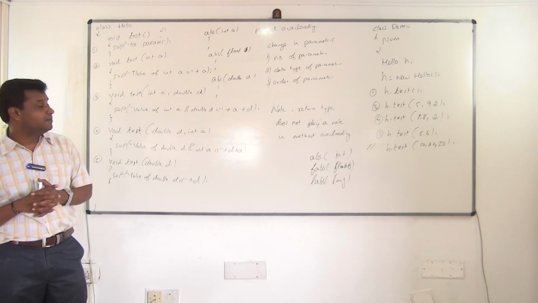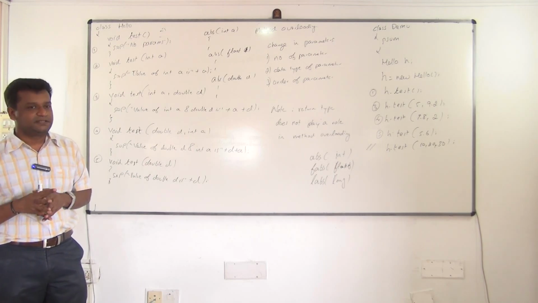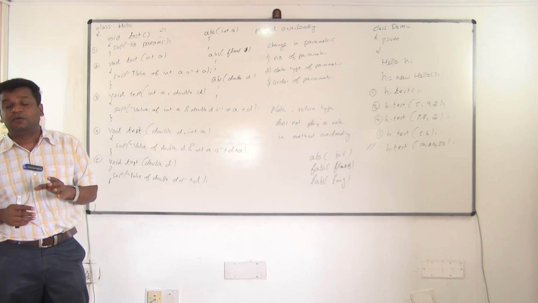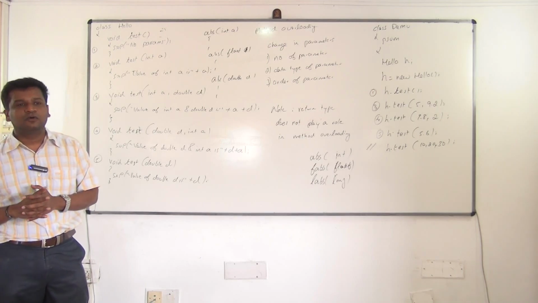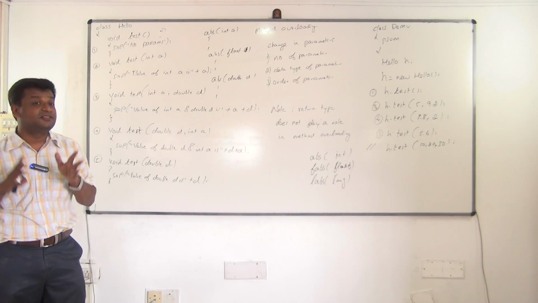So that's what polymorphism helps you to do: reduce complexity. Okay, remember one more thing now. When the functionality is different, do not overload. Do not overload a method when the functionality is different.